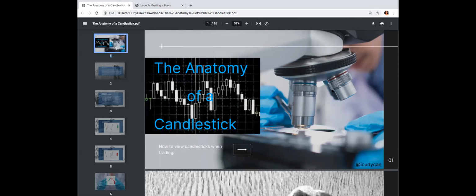All right, everybody. So today, obviously, as you can see on the screen, we are going to be covering the anatomy of a candlestick. So this should basically help you all with how to view candlesticks whenever you're trading. And so let's go ahead.